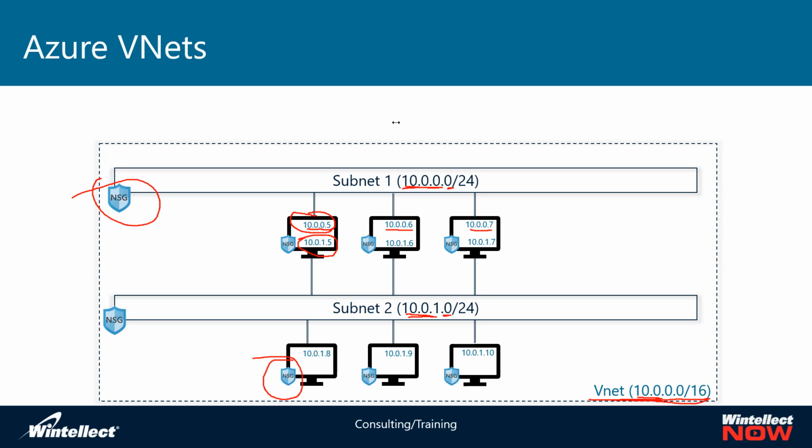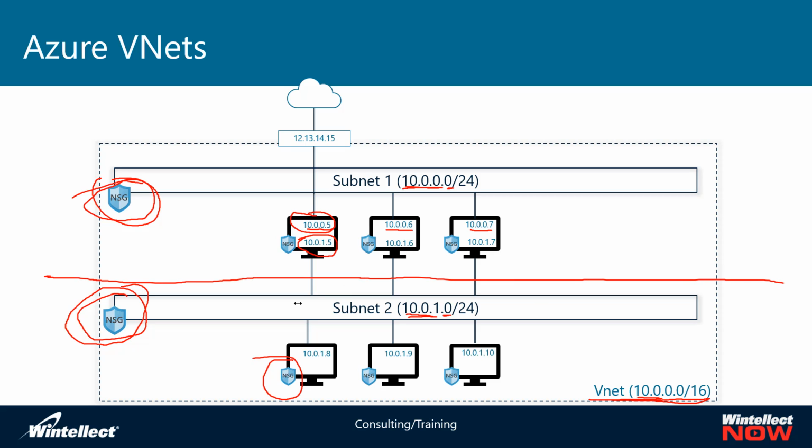So if I was coming in from the cloud right here, I'm going to allow traffic from the internet on this network security group, but I'm going to block traffic from the internet on this network security group. So this will allow me to have some layers, some network segmentation here.